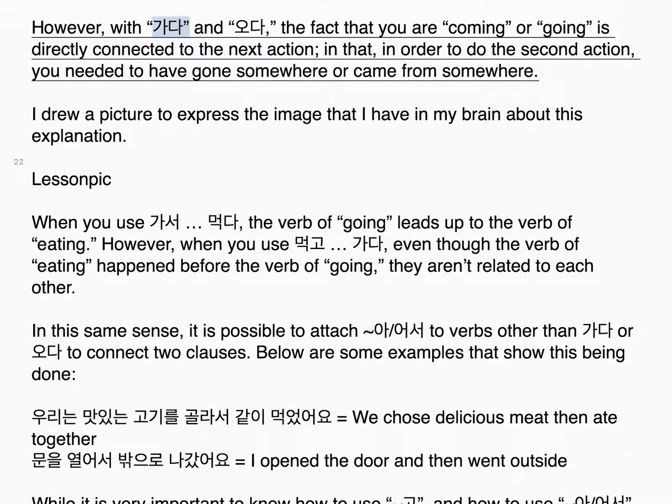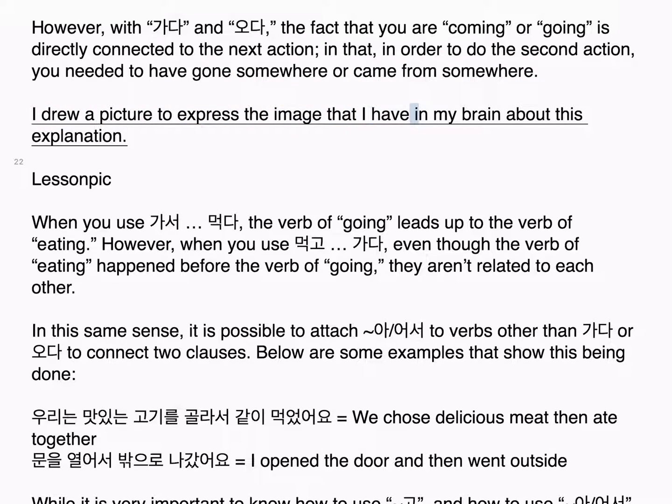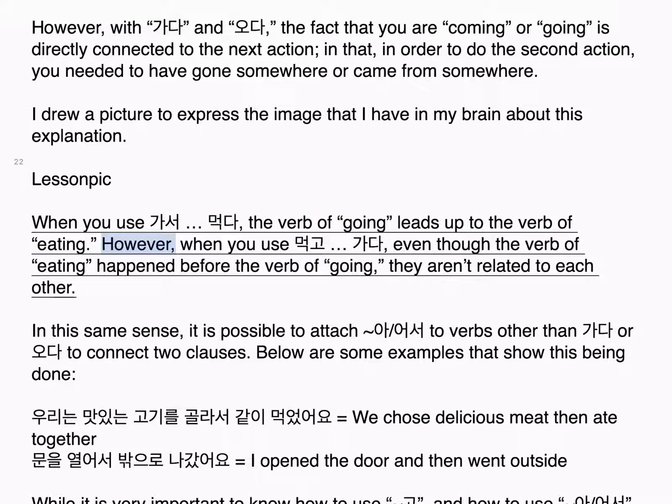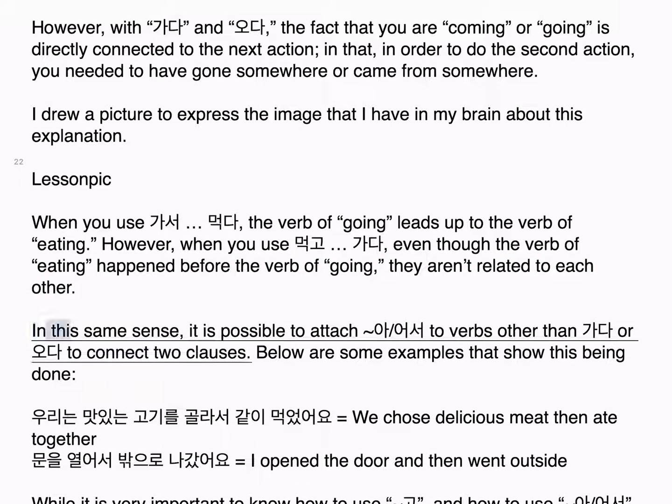However, with 가다 and 오다, the fact that you are coming or going is directly connected to the next action, in that, in order to do the second action, you needed to have gone somewhere or come from somewhere. I drew a picture to express the image that I have in my brain about this explanation. When you use 가서 먹다, the verb of going leads up to the verb of eating. However, when you use 먹고 가다, even though the verb of eating happened before the verb of going, they aren't related to each other. In this same sense, it is possible to attach 어서 to verbs other than 가다 or 오다 to connect two clauses.